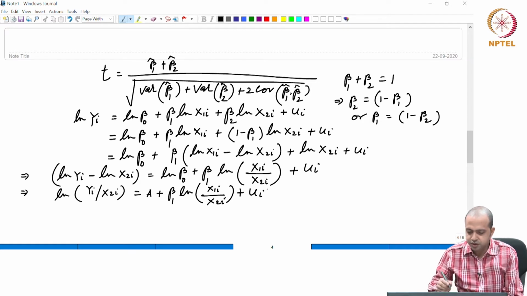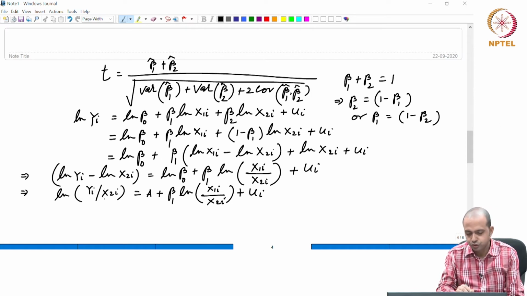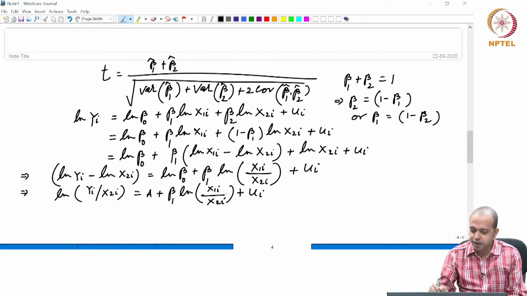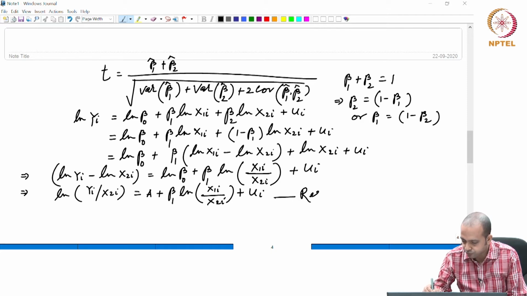So, from this equation I can say that output per unit of capital is actually a function of labor per unit of capital. And this particular equation is called the restricted equation, the restricted model.